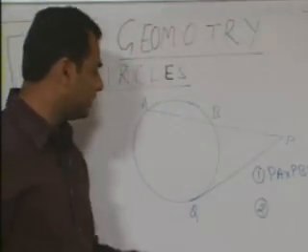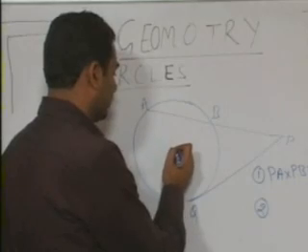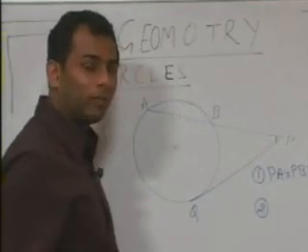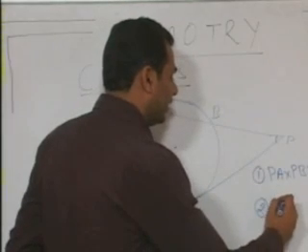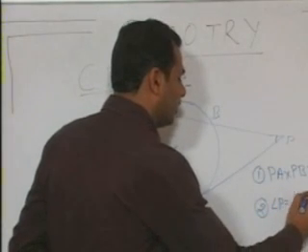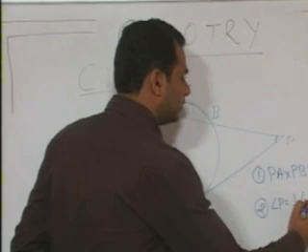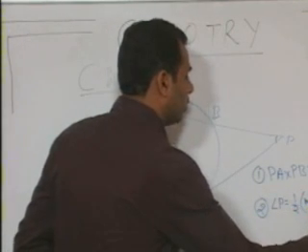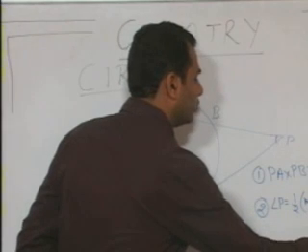And the second important thing here is, for example, if this is the center of the circle, and I need to find out the measurement of angle P. So angle P here is again nothing but half of the measurement of arc AQ minus the measurement of arc BQ.